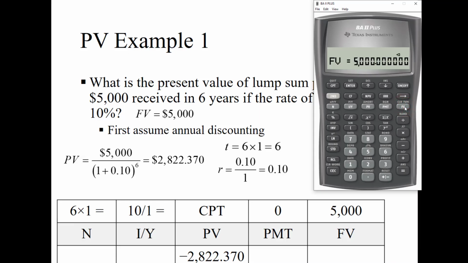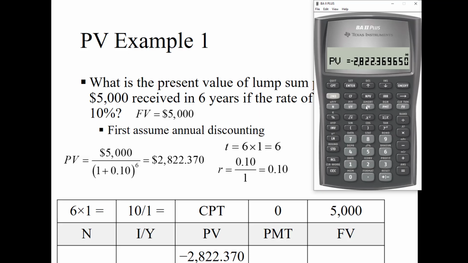And then the last thing that we're going to do is compute our present value. So I'll hit CPT and then PV. And here we see that we have a negative value of $2,822 and about 37 cents. Again, it's a negative because we assumed that our future value was positive, and therefore we were going to receive the future value. Because of that, we are going to have to make a payment or invest our present value today.